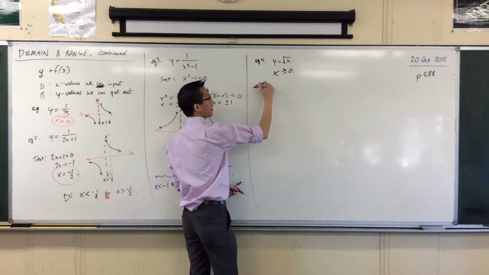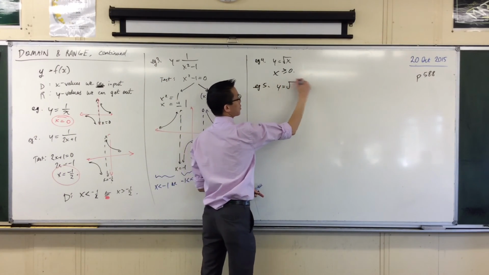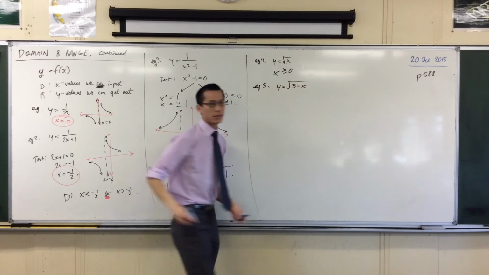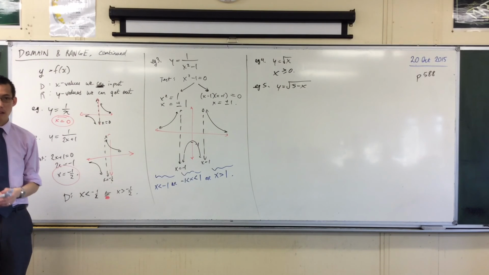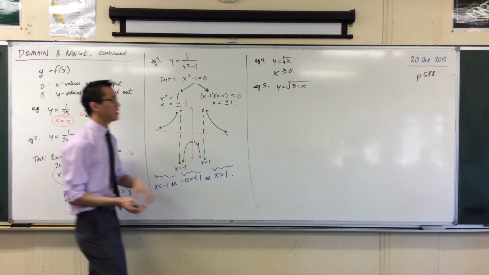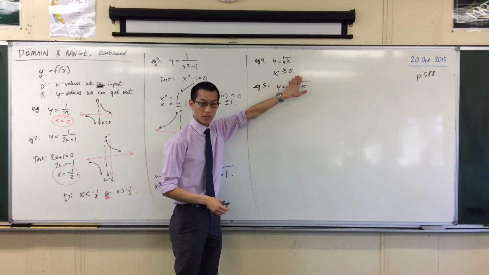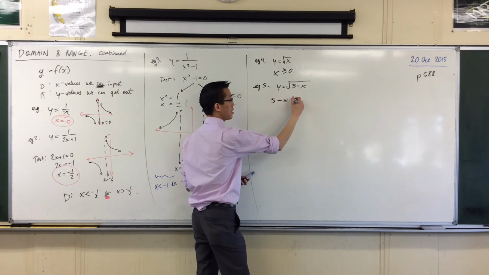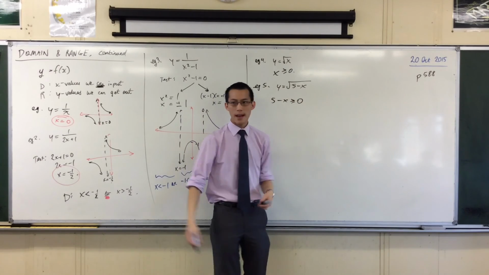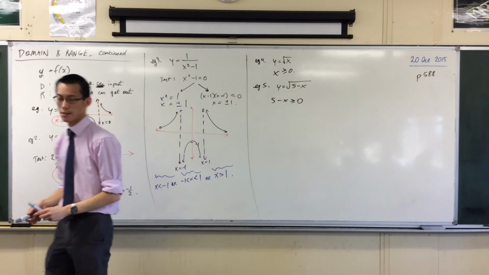And then I think the last example we did last time was this. I think it was a 5. Now remembering that what I want underneath the square root, I want it to be greater than or equal to 0. So what I have under the square root is 5 take away x, greater than or equal to 0. And then we just have to solve this thing.